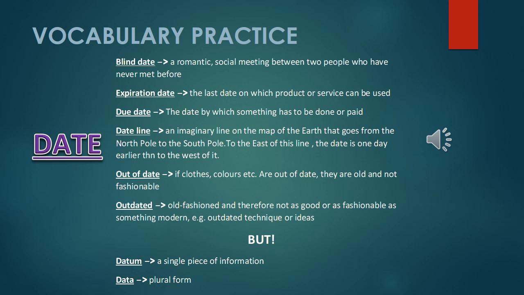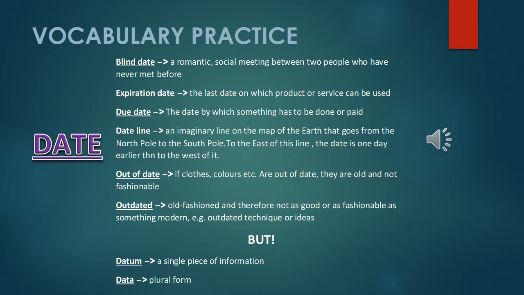Okay, expiration date, expiry date. It's actually the last date on which a product or service can be used. Probably your moms warn you to be careful about the expiration date, especially when it concerns food. Due date is the date by which something has to be done or paid. We are all under high pressure when it comes to any sort of deadlines or due date.